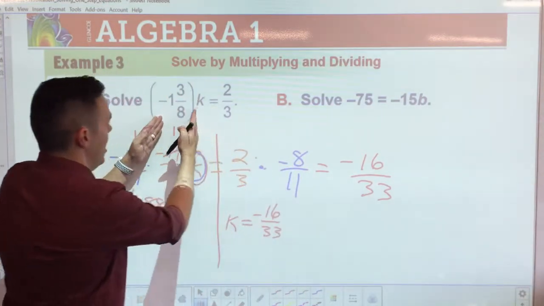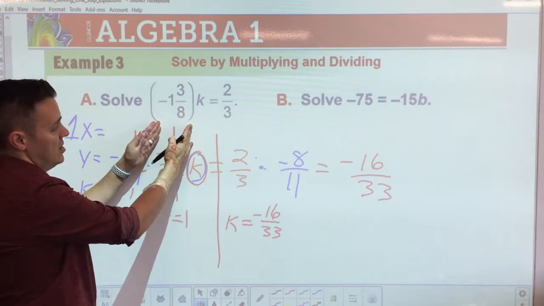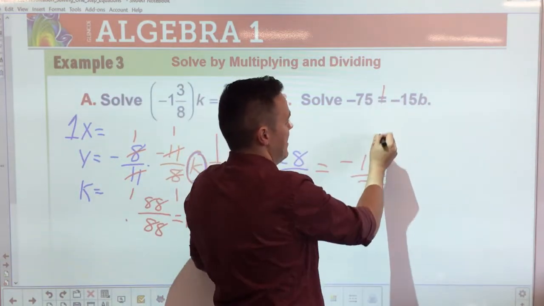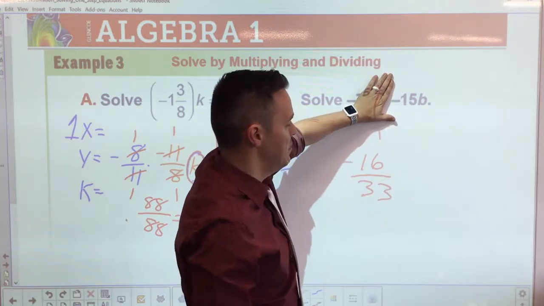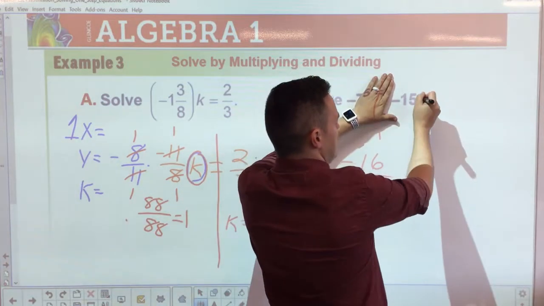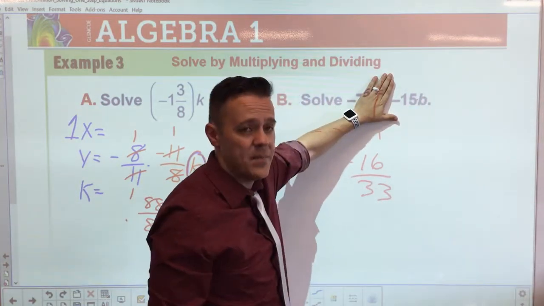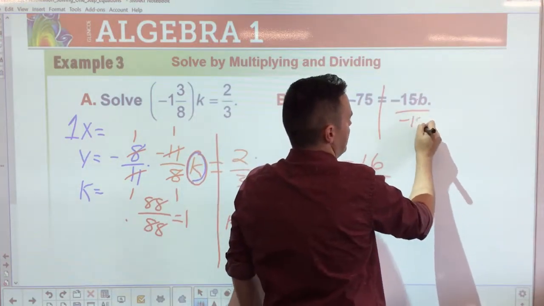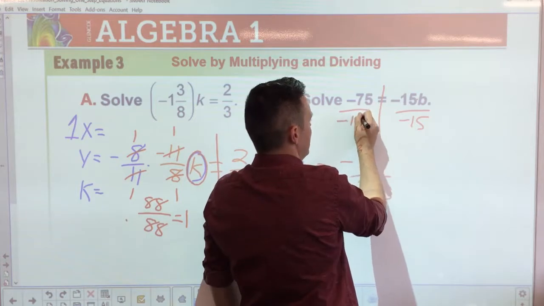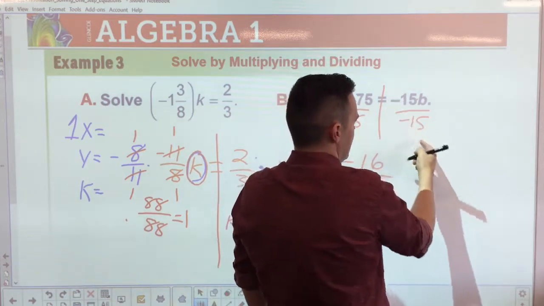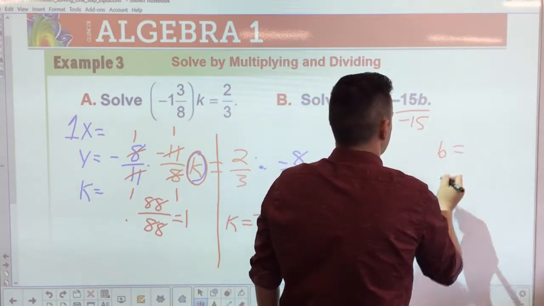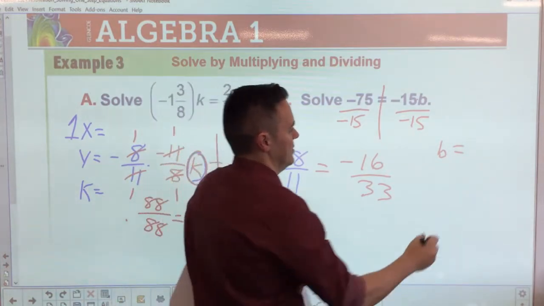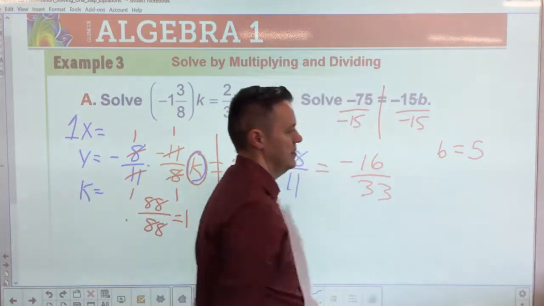That was multiplication. We're going to actually do division on this one because, remember, we're going to split it in half. We want to get the b by itself. What symbol is in here? Multiplication. What's the opposite of multiplication? Division. Divide this by negative 15. Divide this side by negative 15. You want to get rid of the negative, so you have b equals, and that is 30, 45, 35.